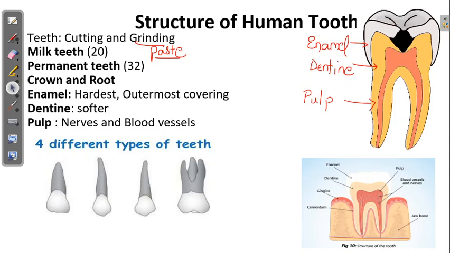Further, it is said that we have four different types of teeth. Have you ever observed your teeth in front of a mirror? If not, just try it once. You will see different shapes of your teeth. On the basis of the shape, you have four different types of teeth. You have incisors, canine, premolar, and molar. Okay, so the four types of teeth are incisors, canines, premolars, and molars.